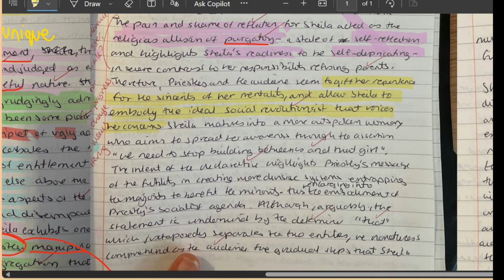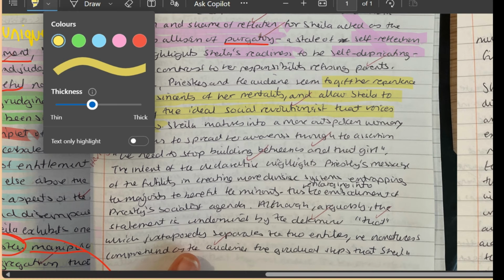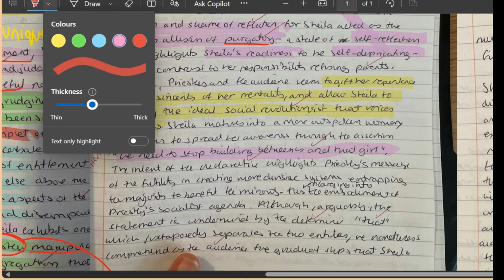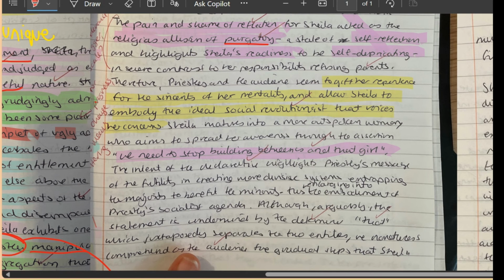Sheila's maturity into a more outspoken woman who aims to spread her awareness through the assertion, "we need to stop building a wall between us and that girl." Okay, so you can see how the quotes from the plan have really evolved now. The intent of the declarative. Remember, there's a lot of awareness in my essay here about the types of sentence structures as well. We've got an assertion, a declarative. So those are also the things that you need to be thinking about in terms of structure.